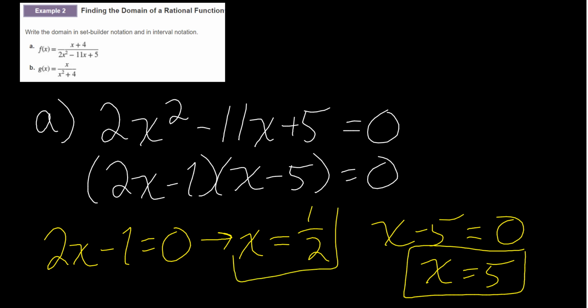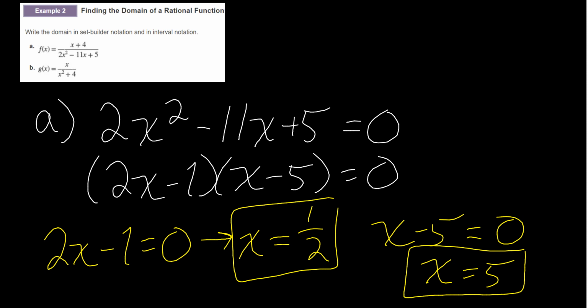Okay. Now, that's what happens when I set my denominator equal to 0, right? And once I set my denominator equal to 0 and solve for it, I get x equals 1/2 and x equals 5. And then from here, I have to write the domain in set builder notation and in interval notation.